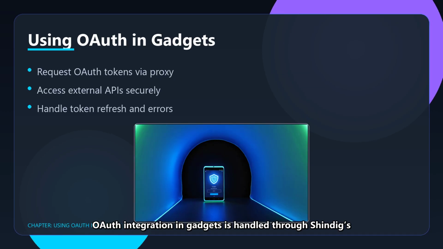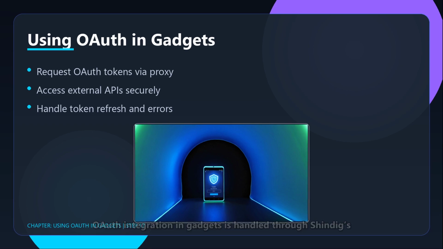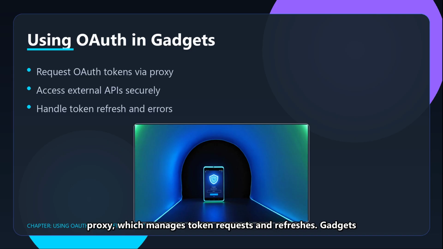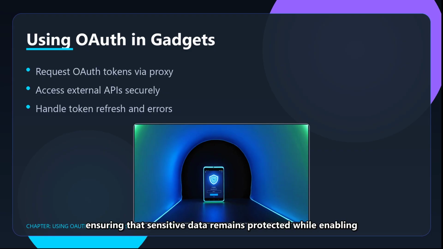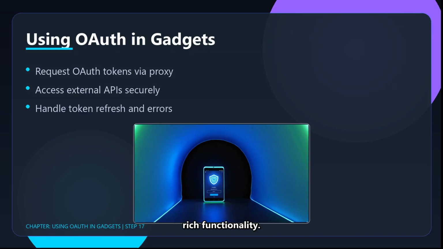OAuth integration in gadgets is handled through Shindig's proxy, which manages token requests and refreshes. Gadgets can securely access external APIs without exposing credentials, ensuring that sensitive data remains protected while enabling rich functionality.